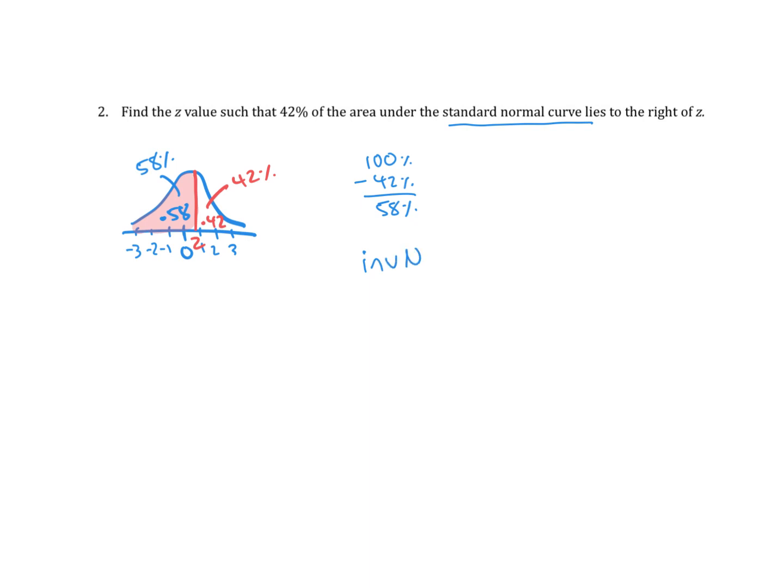So inverse normal on the calculator, we put in the area, 0.58. It's standard normal, so mu is 0, standard deviation is 1, and we get 0.2019. And so that would be the z-value where 42% of the data values are above, or 58% are below.